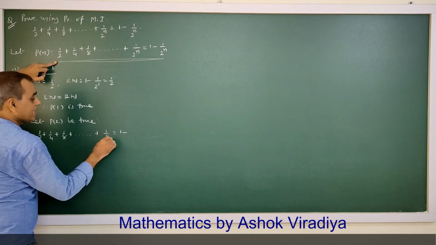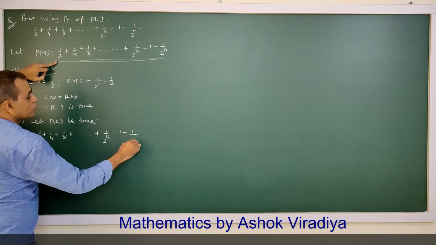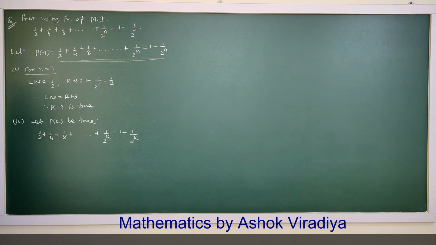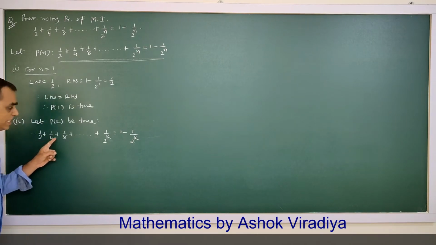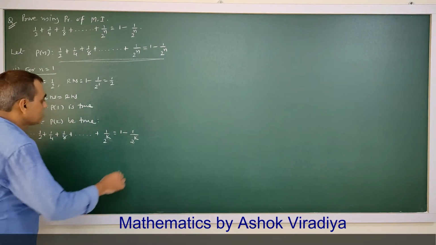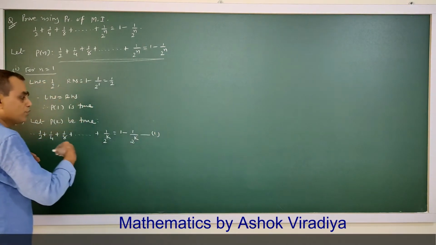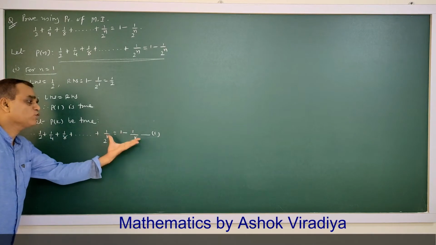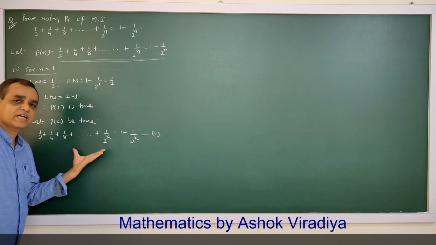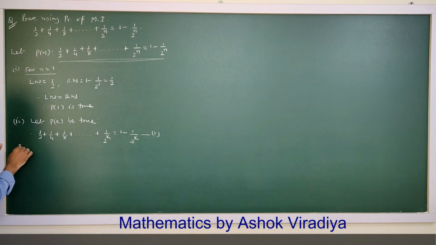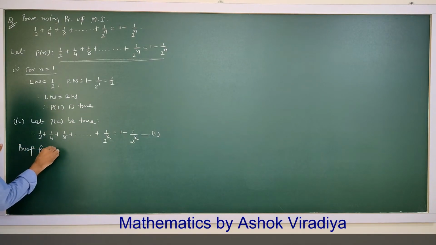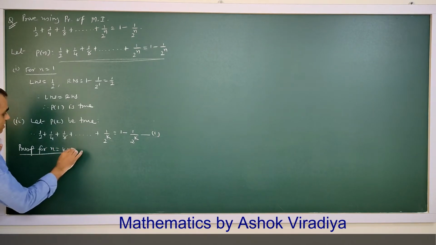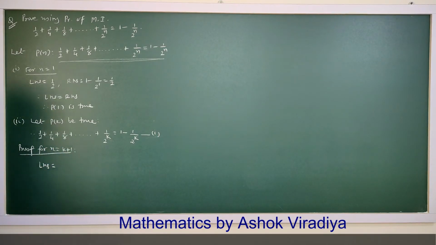here we replace n by k. 1 minus 1 upon 2 to the k. Say this is 2 square, this is 2 cube, this is 2 raised to 1. So continuing, this is 2 raised to k. So we shall use this in the proof for n equal to k plus 1. So for n equal to k, LHS equal to RHS is true. We accept it without proof. Now the proof for n equal to k plus 1.